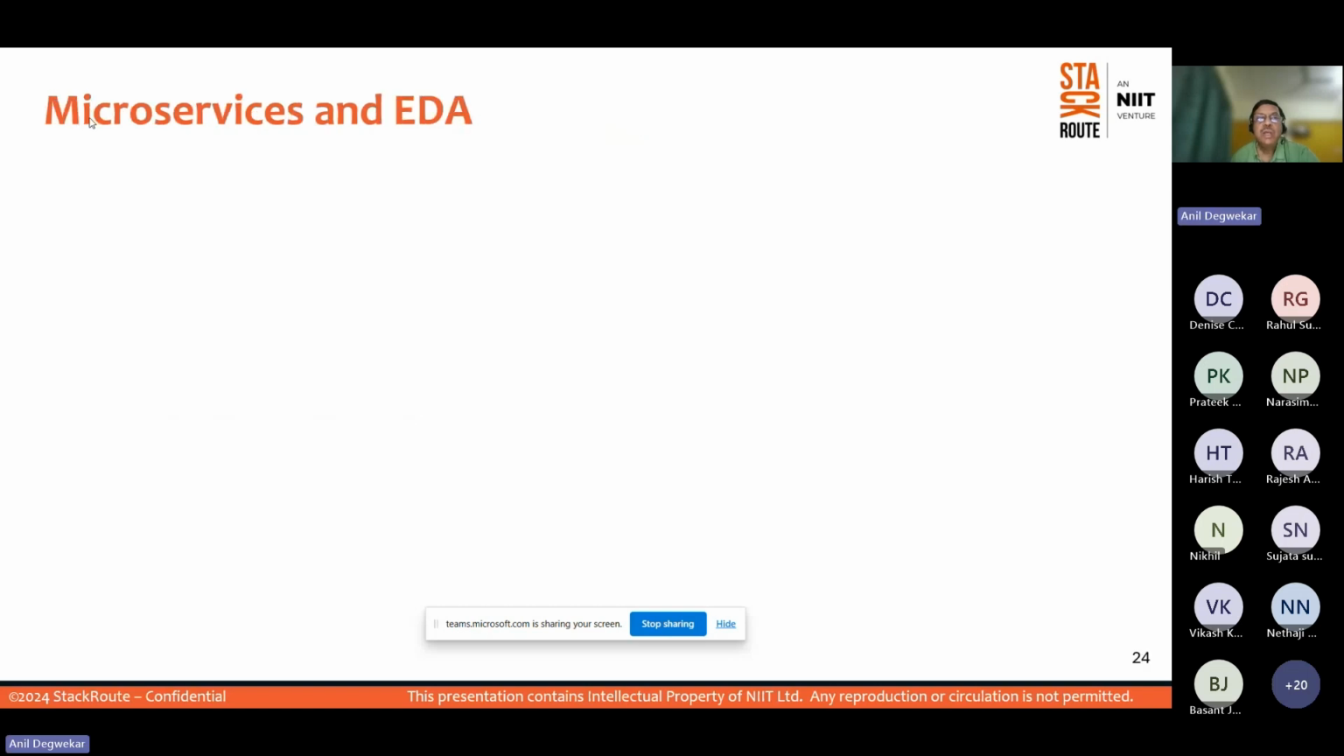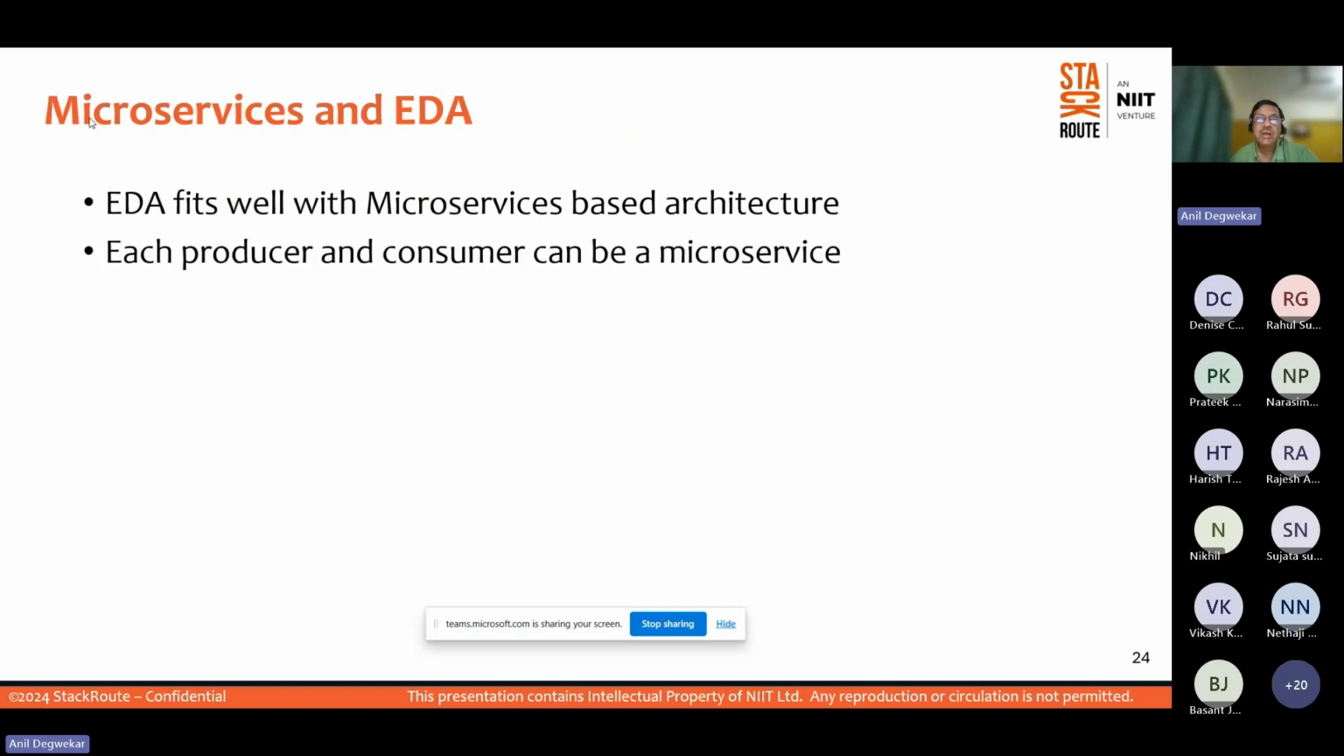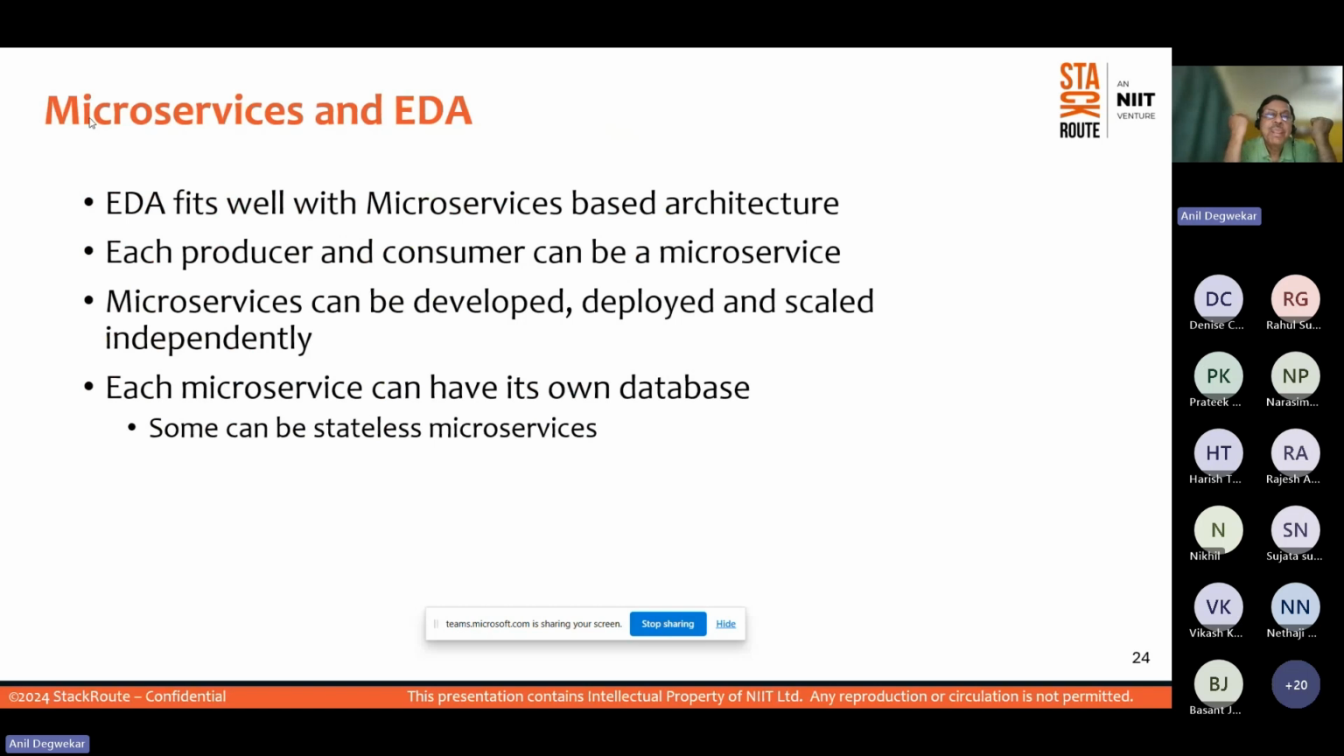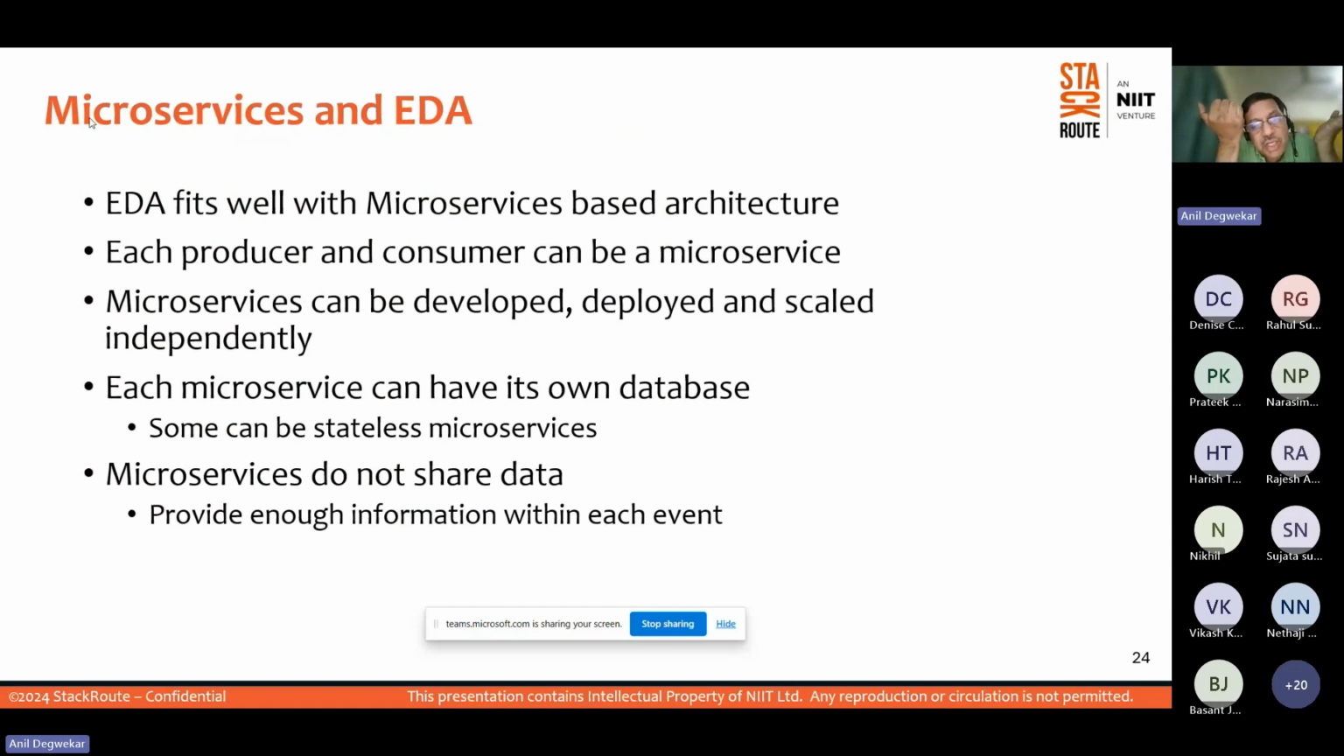Now you can use microservices. We mentioned microservices. Microservice based architecture can go with EDA, right? EDA fits well with microservice based architecture because your producers and consumers each can be a separate microservice. A microservice can be developed, deployed, and scaled independently. Same thing with EDA: your producers and consumers can be developed, deployed, and scaled independently. Each microservice can have its own database. Some can be stateless microservices, so typically your consumers can be stateless. Also, microservices do not share any data. So even in the EDA architecture, producers and consumers do not share any data as long as enough information is provided with each event. Then microservice architecture can be used to implement event-driven architecture.